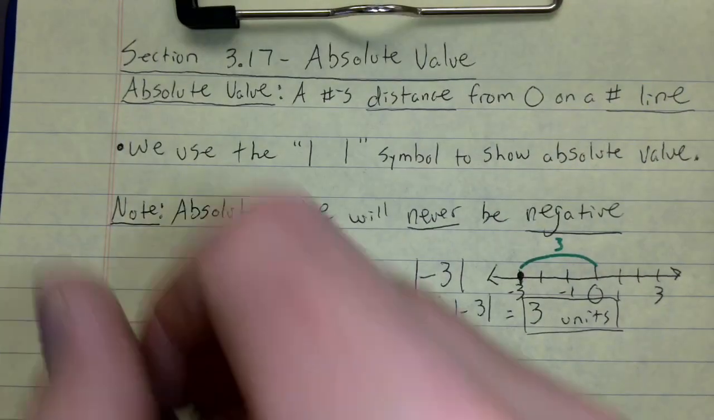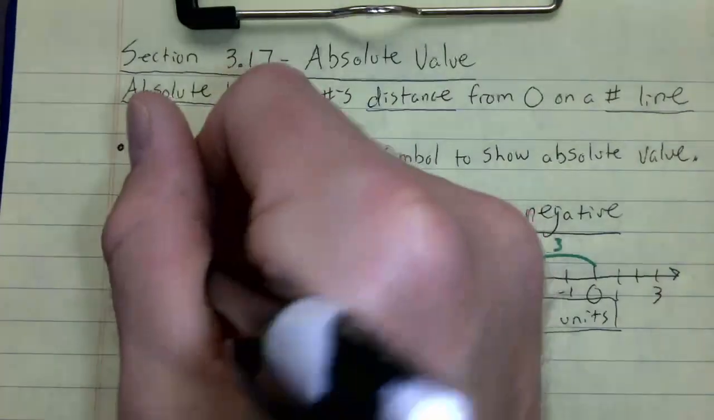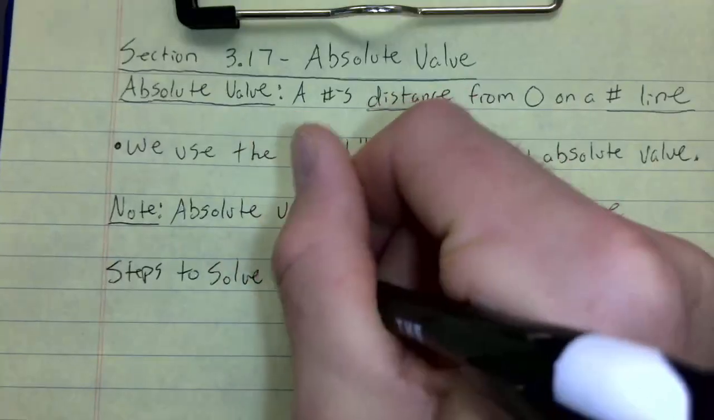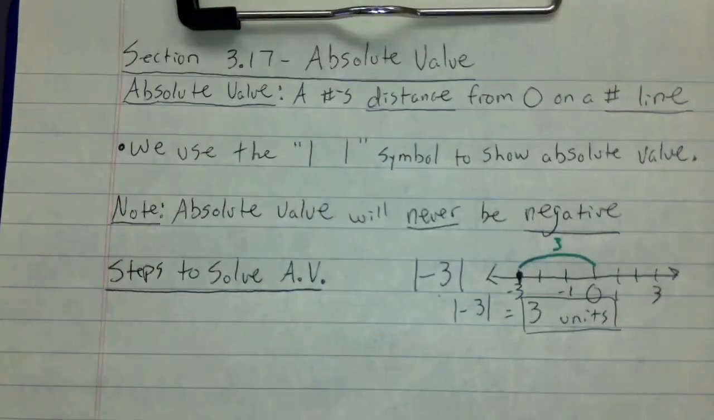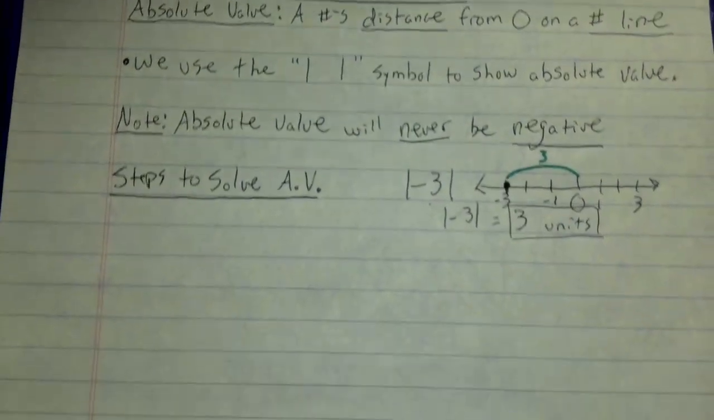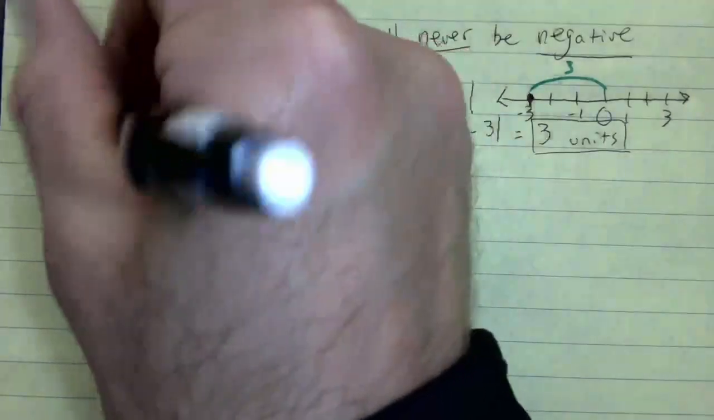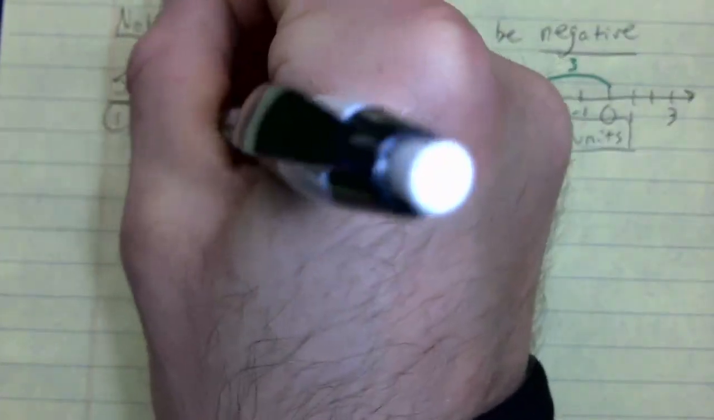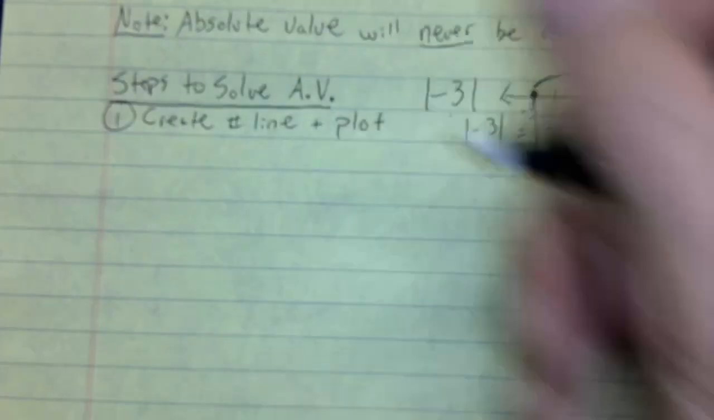So there are 3 simple steps, and this can be on the other side of your paper, to solve absolute value. And you can abbreviate AV for absolute value. Step 1 is to create a number line and plot. So create your number line and plot.